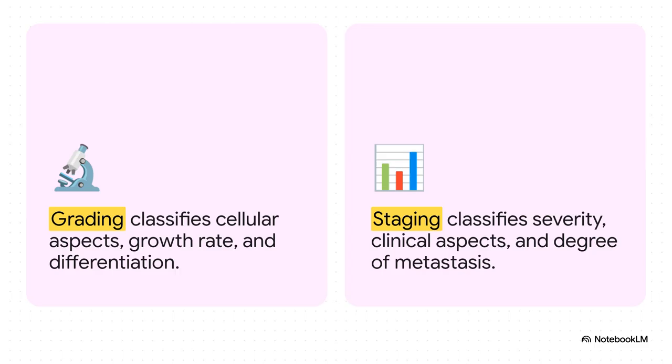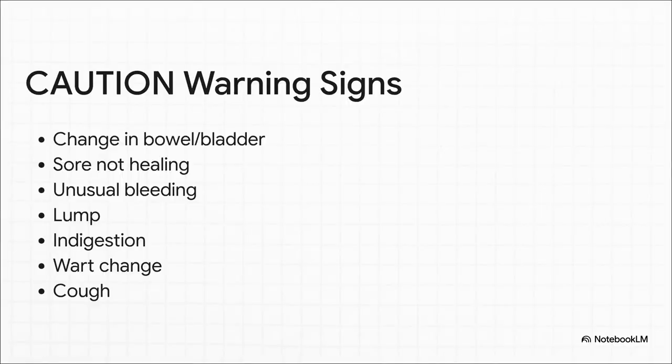Staging, on the other hand, is the big picture, the macroscopic view. It classifies the overall severity, the clinical aspects, and the actual physical degree of metastasis right at the time of diagnosis. So if you want a quick mental shortcut, grading is all about the cell itself, while staging is all about the spread. All right, let's talk early detection.